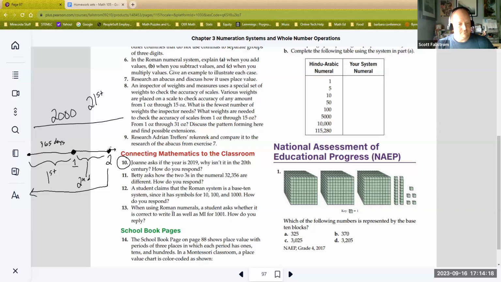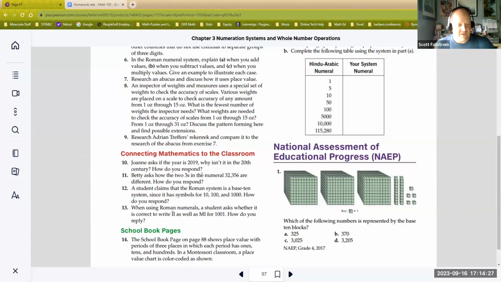Okay. So that might help to say, why isn't it in the 20th century? So hopefully that can help you with your student. This is understanding the numeral here. The 3s in this numeral are different because you have the same digit but in different values. I'll let you explain that one. I'm not going to go through that one.